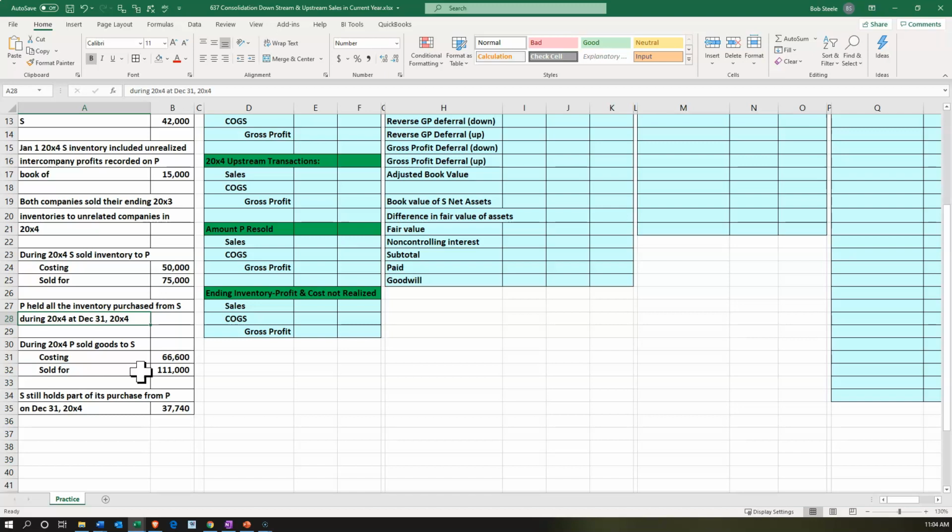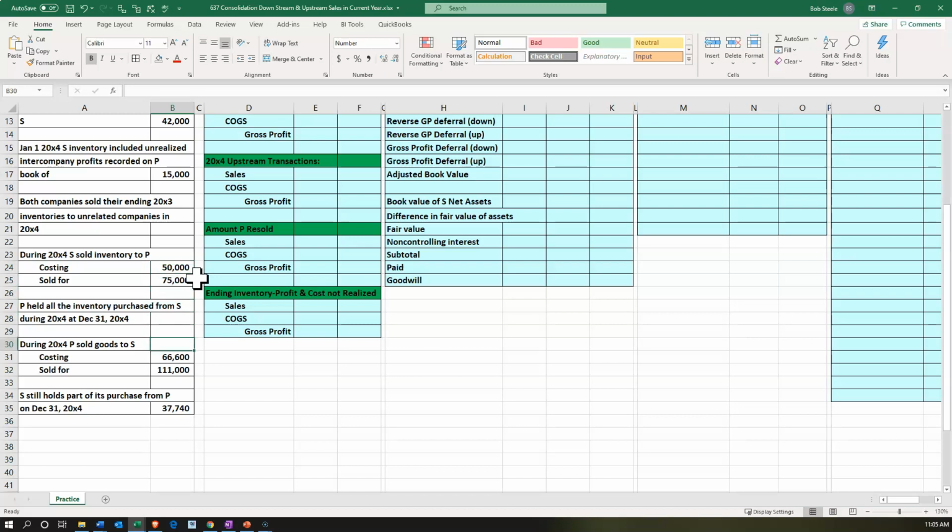So remember, when we think about the consolidation, you're thinking of it as if they are one entity. So now S sold it to P and recognized some kind of intercompany profit, which is the difference between these two. Now P is still holding on to that inventory because they didn't sell any of it, so no real profit was made between the two of them, and the inventory on P's books is now overstated because it's going to be on the books for 75,000 when, if you think of it as one company, it was 50,000, right?